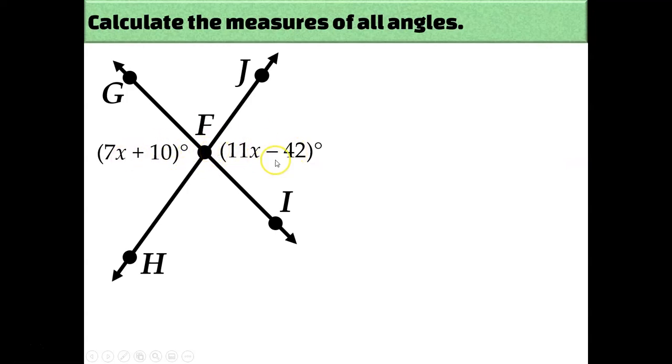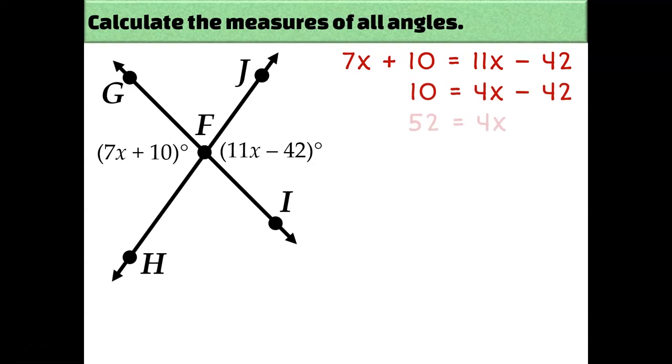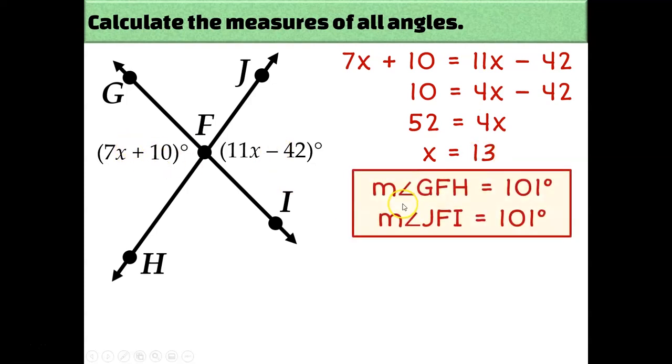So since these are vertical angles, I can set their expressions equal to each other and solve. I'll subtract 7x, add 42, divide by 4, and I get x equals 13. So I can plug 13 in to either of these expressions and simplify to get an answer of 101 degrees for both of these angles.